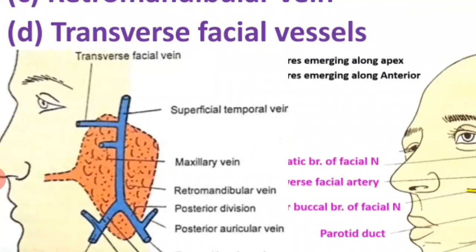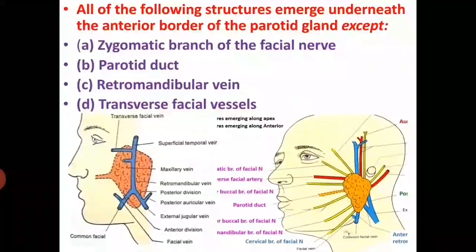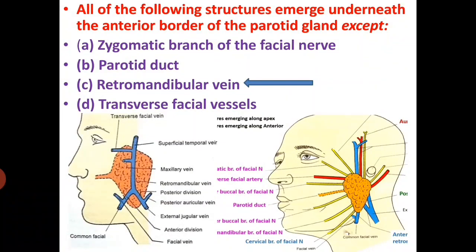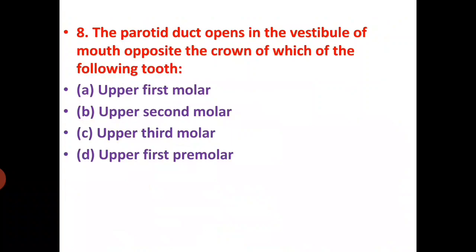So this is the retromandibular vein. So the answer is retromandibular vein. So all the structures emerge from the anterior border of parotid gland except retromandibular vein. The parotid duct opens in the vestibule of mouth opposite the crown of which of the following tooth? Upper first molar, upper second molar, upper third molar, upper first premolar.